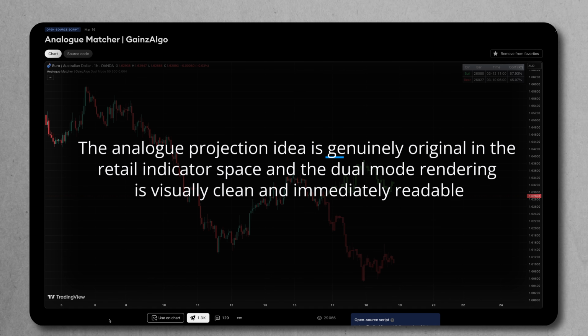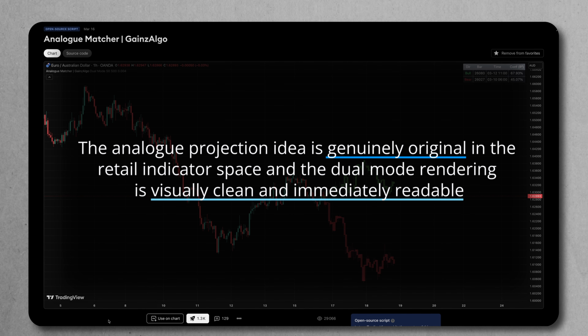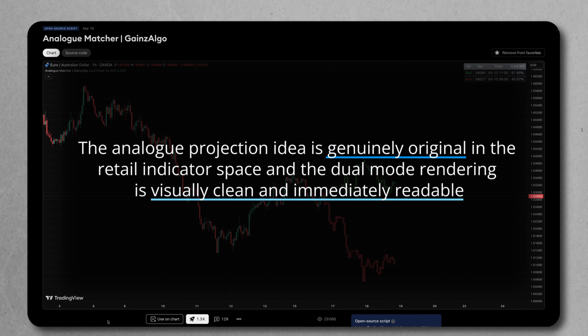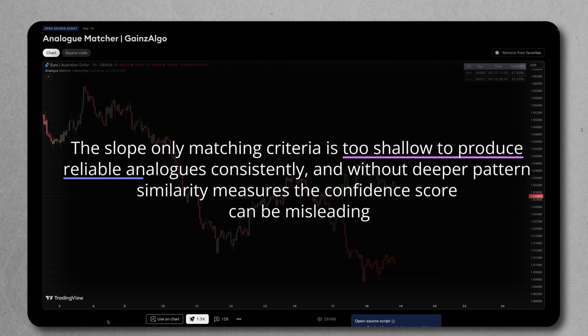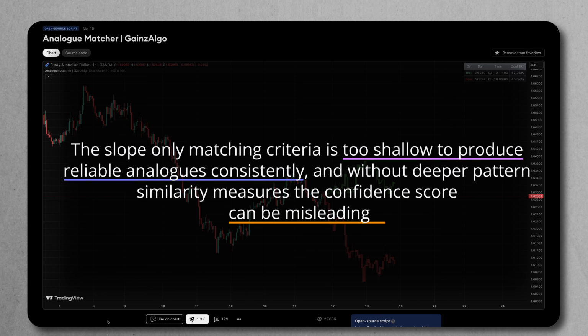The analog projection idea is genuinely original in the retail indicator space, and the dual mode rendering is visually clean and immediately readable. The slope-only matching criteria is too shallow to produce reliable analogs consistently, and without deeper pattern similarity measures the confidence score can be misleading.